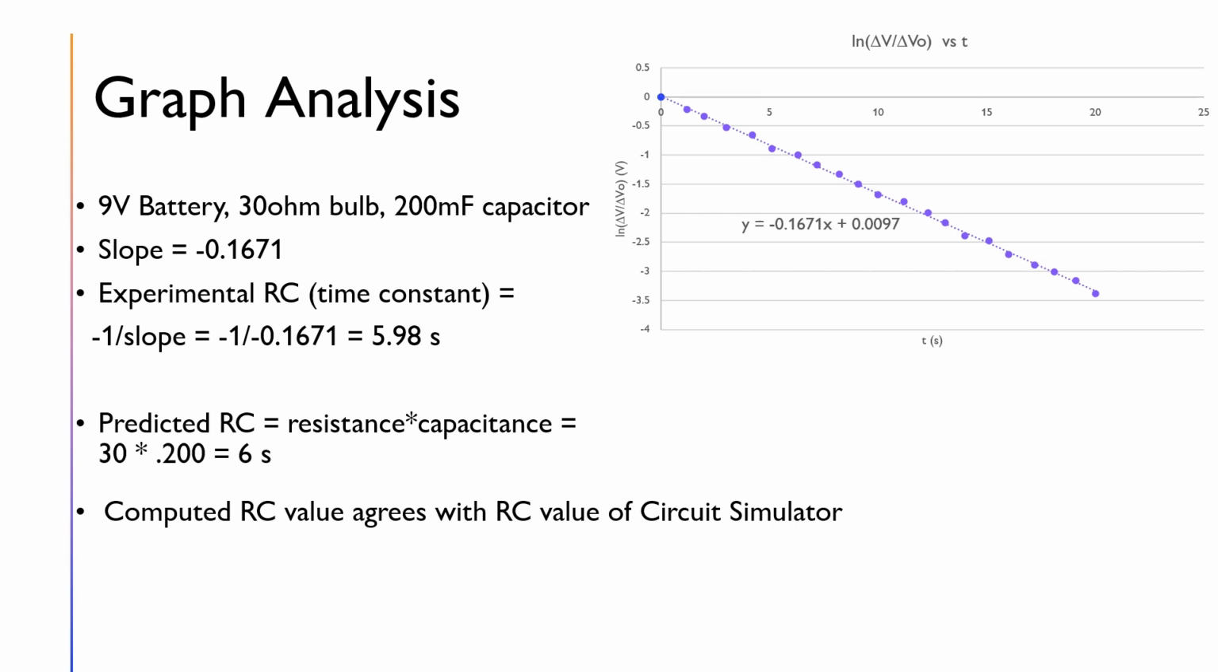This is using the 9 volt battery, 30 ohm bulb, and 200 millifarad capacitor. So the predicted RC is equal to the resistance times capacitance, which is 30 times 0.2, which equals 6 seconds. And the computed RC value agreed with the RC value of the circuit simulator, as shown above.